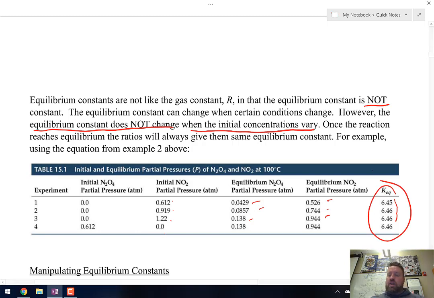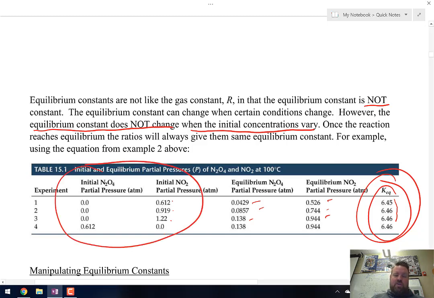So changing the initial amounts of the reactants and the products does not affect the value of the equilibrium constant. Again, some things do. Some things are going to make the equilibrium constant change, which we'll get to later on. But for right now, understand that the equilibrium constant does not depend on how much you start with. Because no matter what you start with, reactants or products, once it reaches equilibrium, the ratio of the reactants to products always remains the same.